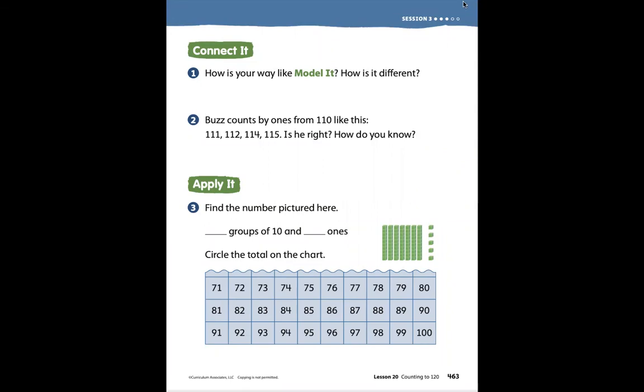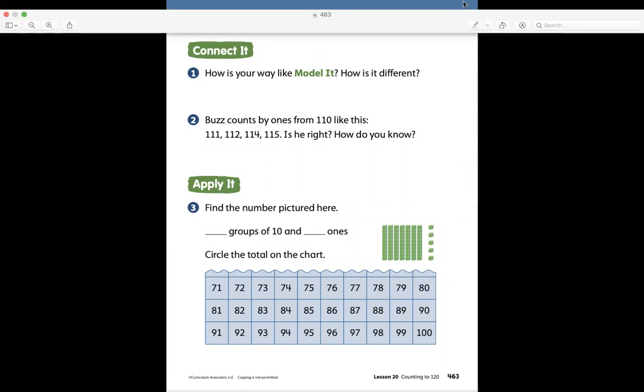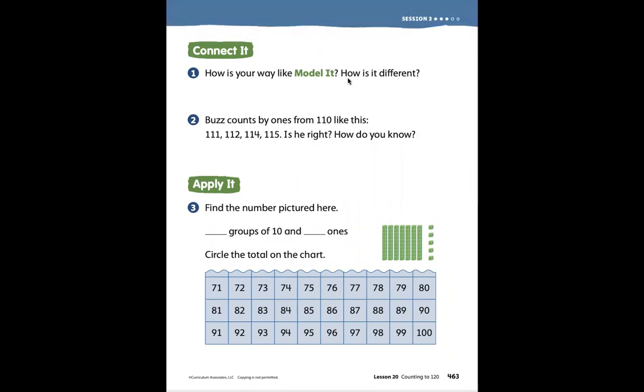Lesson 20, Session 3, page 463. How is your way like Model It? How is it different? Well, in Model It, we see numbers that are built by tens and ones. On a hundreds chart, we can see numbers as they get bigger and as they get smaller and look for patterns.